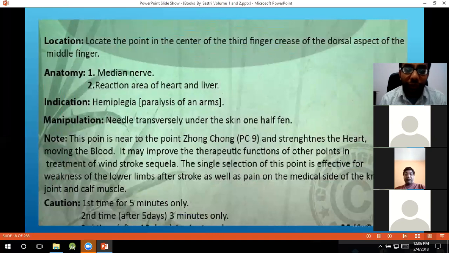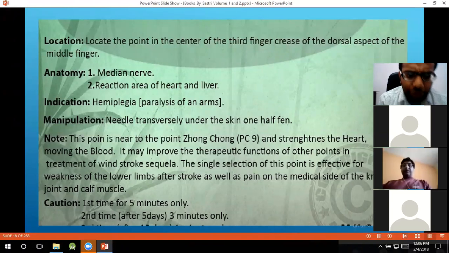See, Master Tung treated this point and he became famous because of it. He was invited internationally by the president of a particular country for this. This point is near the PC9 and it strengthens the heart and moves the blood. It improves the therapeutic function of other points in the treatment of brain stroke sequelae. So this point is very effective and you have to treat it very carefully.